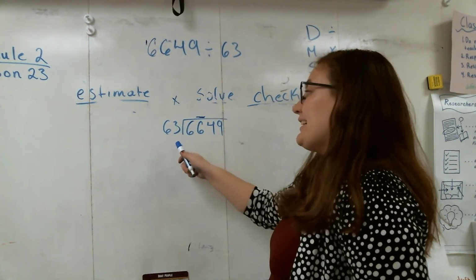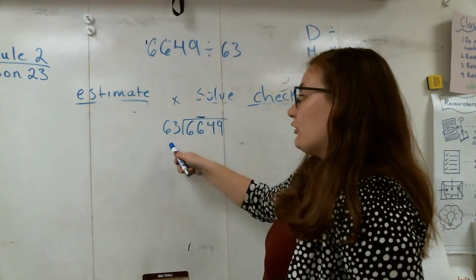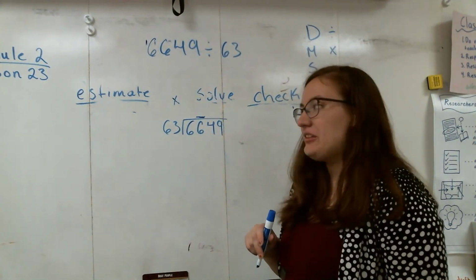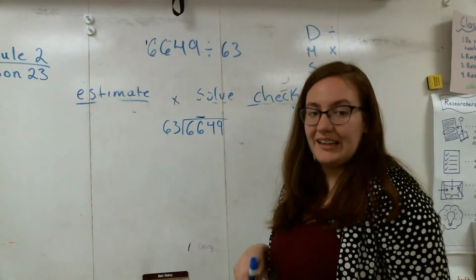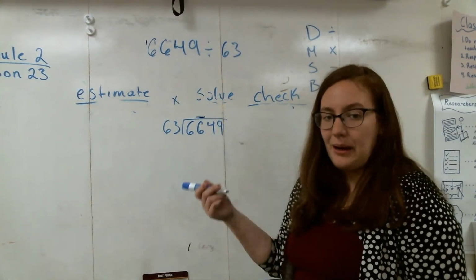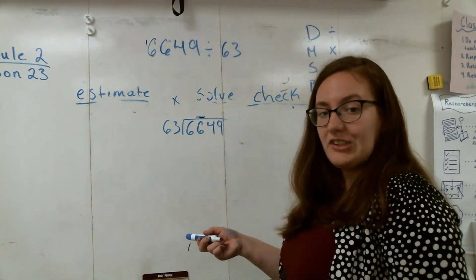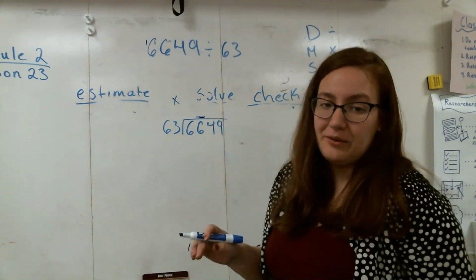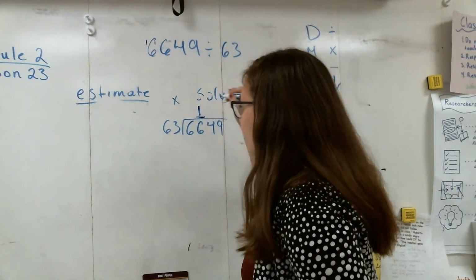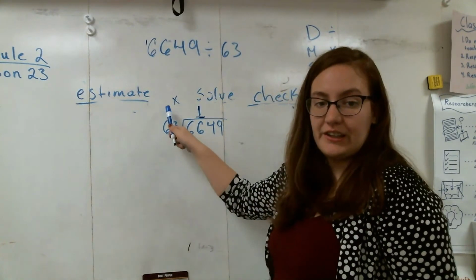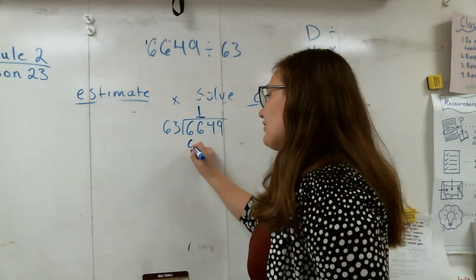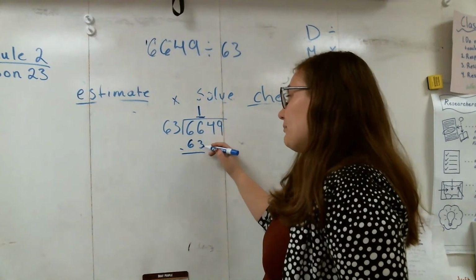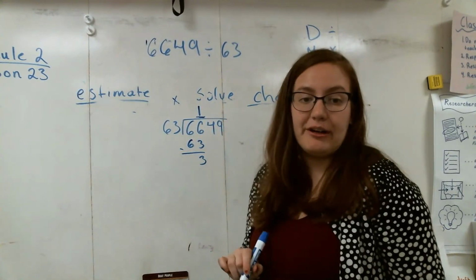So I need to figure out, well, 63 times what, or how many groups of 63 can fit into 66? Well, if I use my number sense, I know that 63 times 1 is 63, and that's probably as close as I'm going to get, because if I do 63 times 2, that number is going to be 126. I know that's going to be way too big. So I'm going to put a number 1 right here, and I'm going to solve for 63 times 1. 63 times 1 is 63, and then I'm going to subtract. So I do 6 minus 3, which is 3. I'm not going to worry about writing that 0.